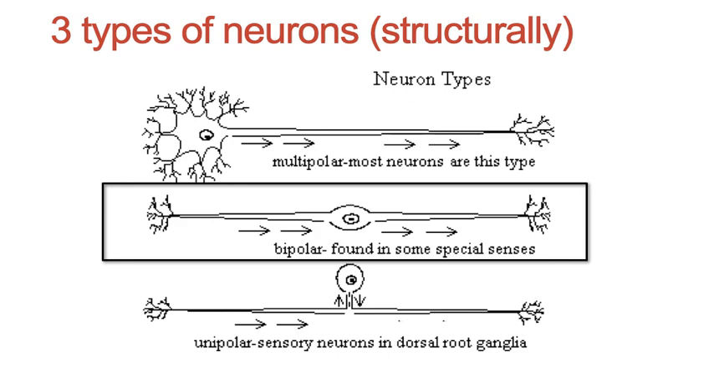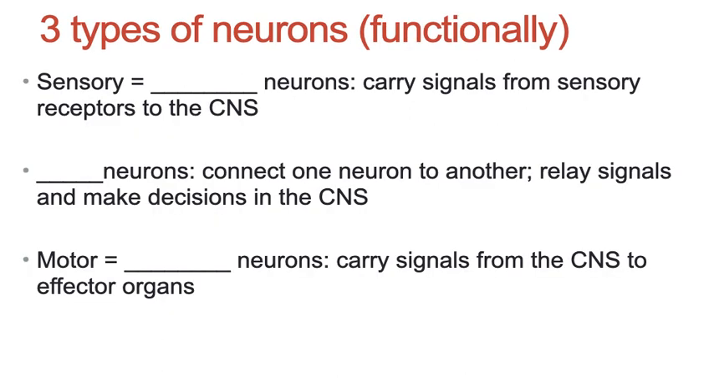Sometimes during embryonic development, a pseudo-unipolar neuron begins to form. So these pseudo-unipolar neurons actually start out as bipolar, but as they mature, they turn into these pseudo-unipolar neurons. We can also classify the neurons based on their function.